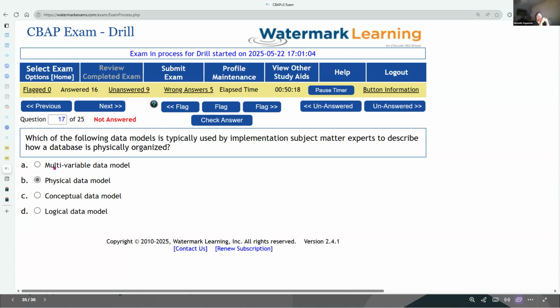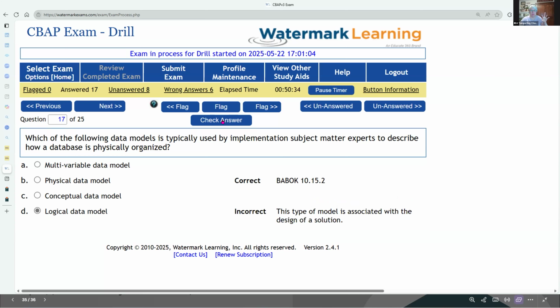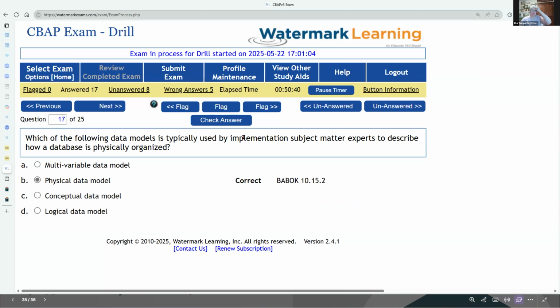Is there a multivariable data model? Nope. And there is a conceptual, but that is high level, independent of any solution or technology. There is a logical, which is associated with the designer solution. So these are your three types of data models. Physical is the correct answer. And it's in the question: physically organized.